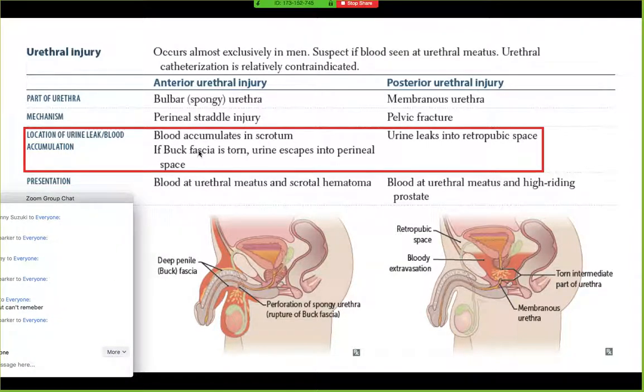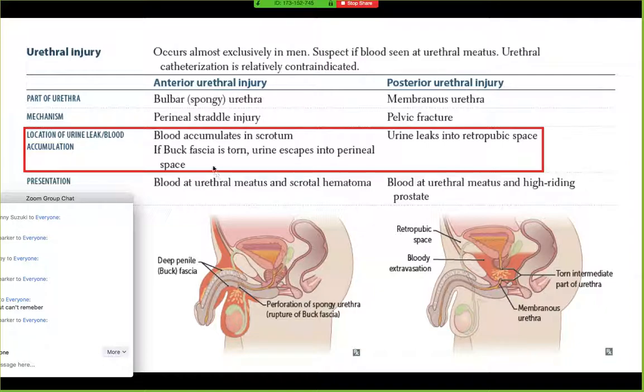So in the male, in red, I've outlined really the only thing you need to know on this slide. In the male, keep in mind that urine can leak into the retropubic space, this space behind the pubic bone, if there is a posterior urethral injury. So eventually you're going to learn the parts of the urethra in the male. So back here, it's the membranous urethra. So you can have urine leaking into the retropubic space.